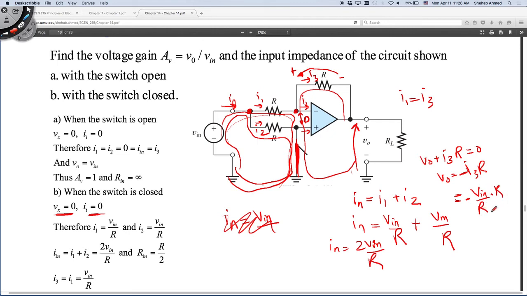So what is the gain of this circuit? Before, the gain was what? When the switch was open, the gain was 1. Now the gain is -1, right? Because V output over V input is the gain. It's equal to -1. V output over V input is equal to -1 in this case. So the circuit has a gain of 1 before, and now it has a gain of -1 just by changing the switch. Okay? So it's a circuit to flip the polarity of a signal.